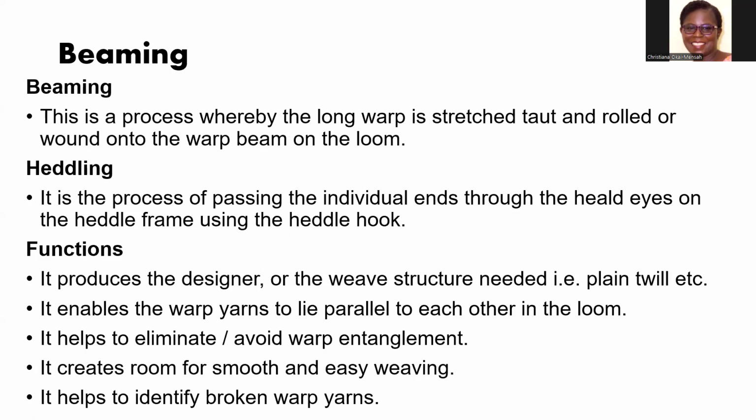So after the warping with the crosses, the next process is beaming. So you have taken the warp from the warping mill, you bring it to the loom. So you need to come and lay the yarns on the loom. So that is what beaming is. This is a process whereby the long warp is stretched out and rolled or wound onto the warp beam on the loom.